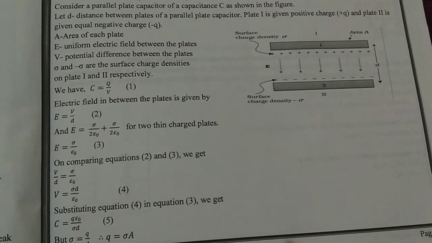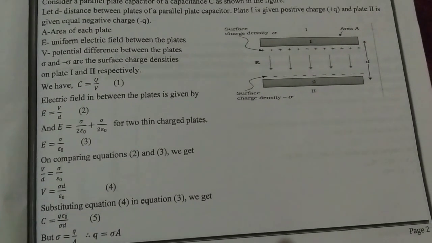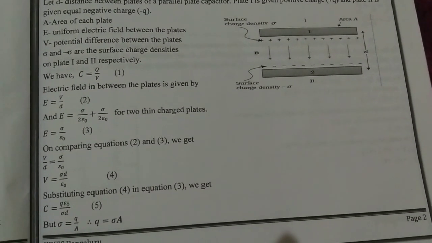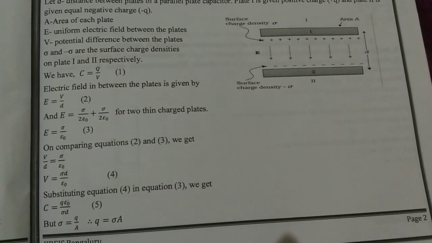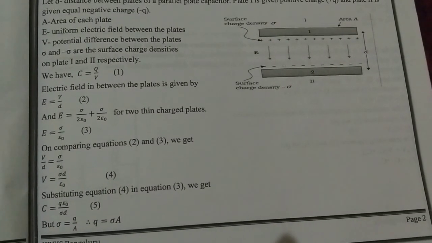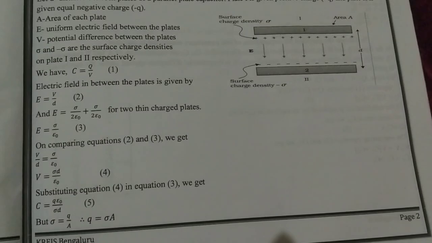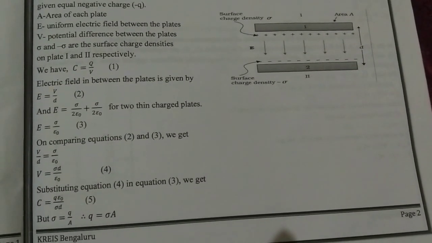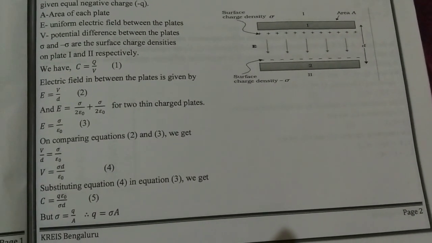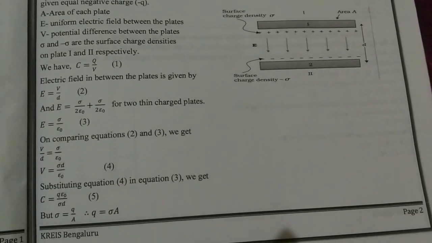This is equation 3. On comparing equation 2 and 3, we get V by d is equal to sigma by epsilon naught, that is V is equal to sigma d by epsilon naught. This is equation 4. Substituting equation 4 in equation 1, we get C is equal to Q epsilon naught by sigma d. This is equation 5.